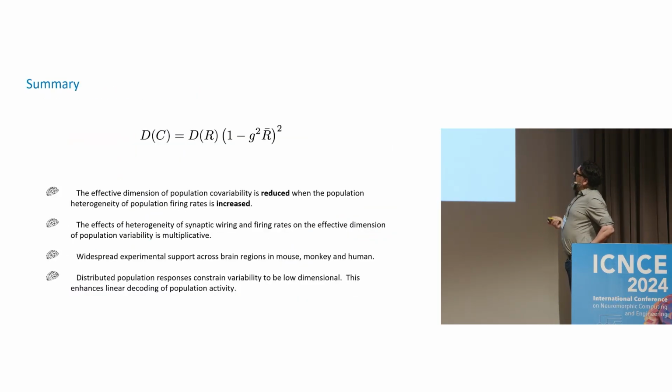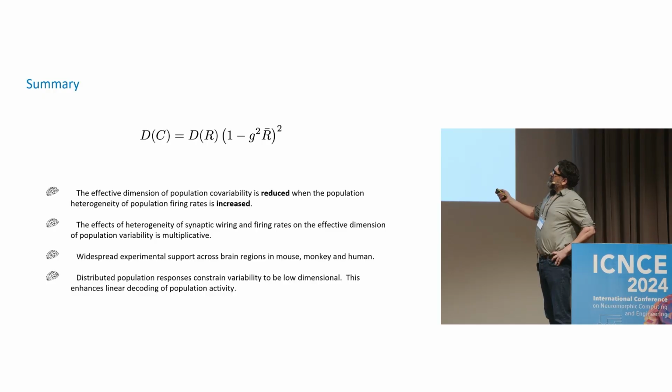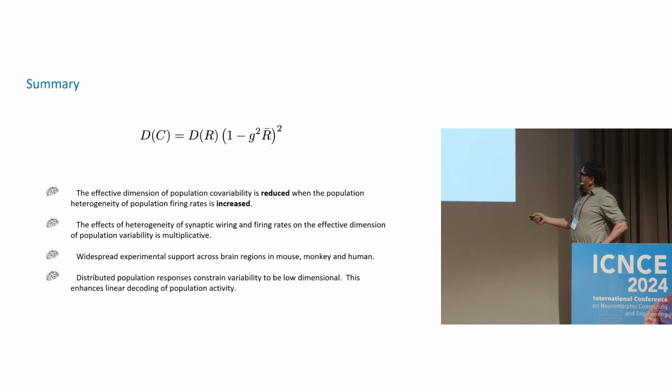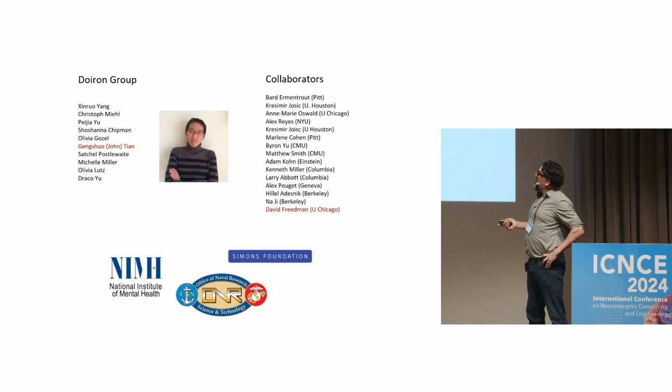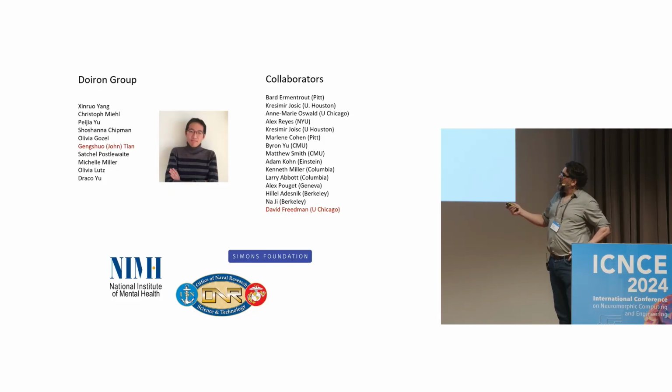So in summary, what I've shown you is this cute little formula that relates the dimensionality of noise to the distribution of trial average responses. This has widespread support across a bunch of different brain regions. By making the distribution more broad, dimensionality gets lowered, and this seems to correlate with a lot of how the brain is changing its internal state. This was all done with my fabulous grad student, John Tien, and here's my group and my funding. Thank you guys for paying attention.